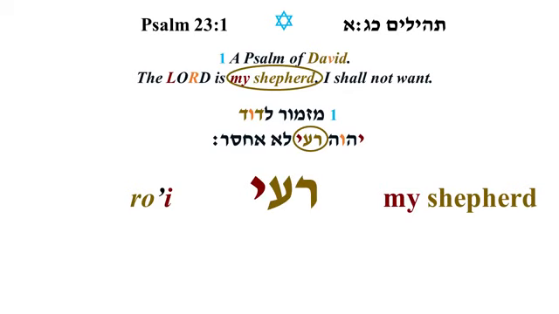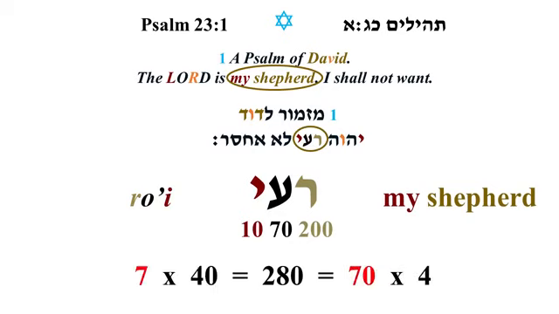It ends in a yod. Yod is that closed hand. "My," you put it at the end of the word. My, Eli, Eli, my God. Roi, my shepherd. Okay? And my shepherd, if you put the values in, resh is 200, ayin is 70, yod is 10. Roi adds up to 280, which is 7 times 40, or 70 times 4. Again, with the ayin and the 70.